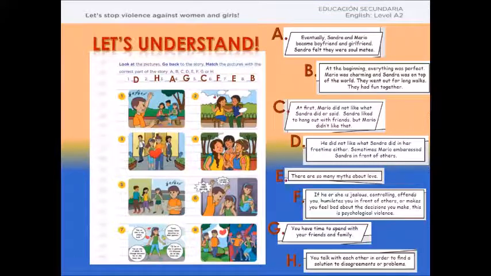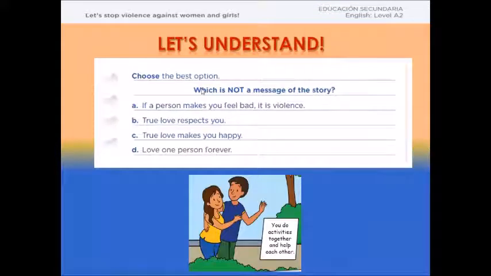Now choose the best option, which is not a message of the story. If a person makes you feel bad, it's violence. True love respects you. True love makes you happy. Love one person forever, not a message of the story. Good. Love one person forever.